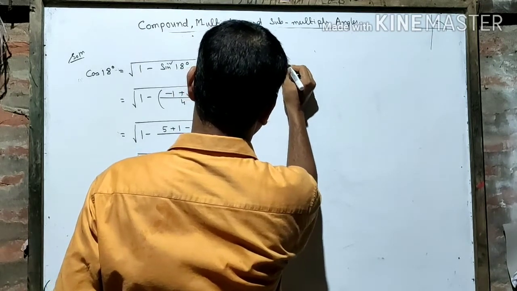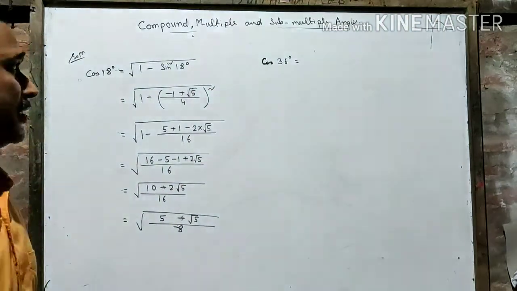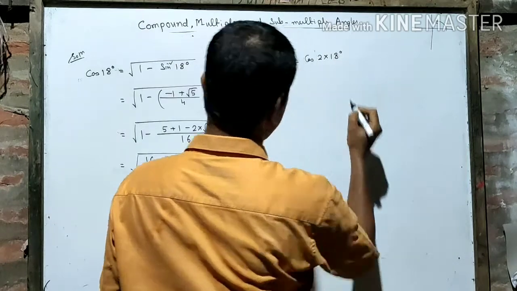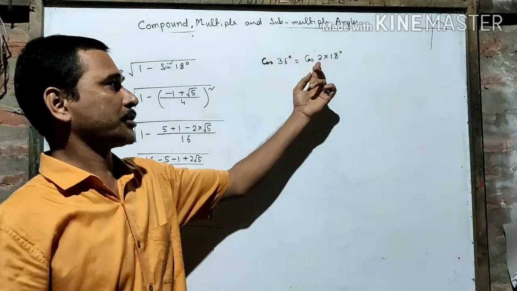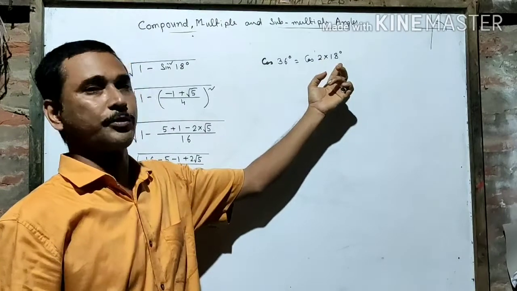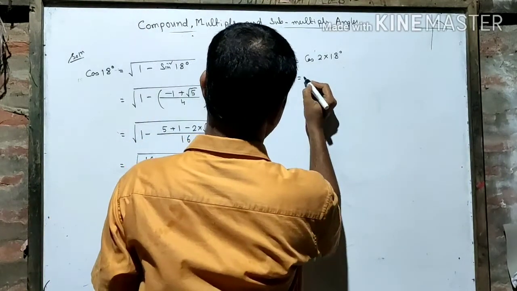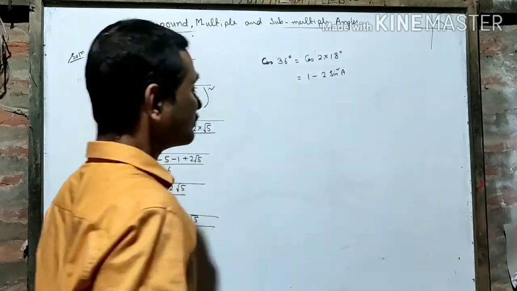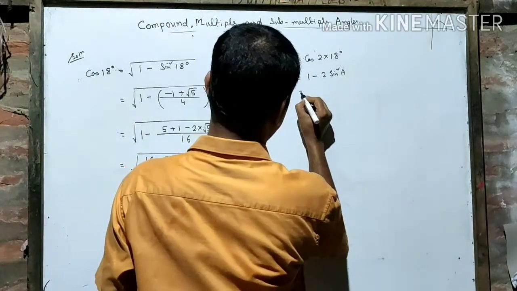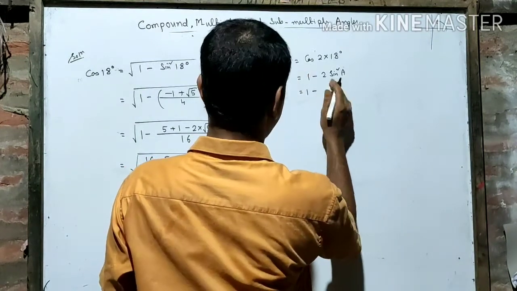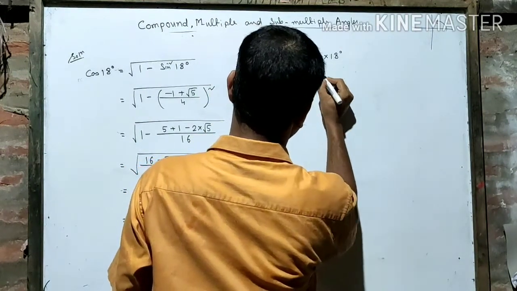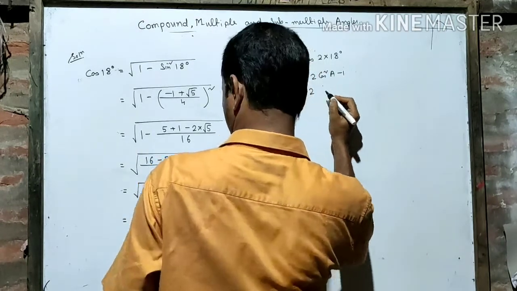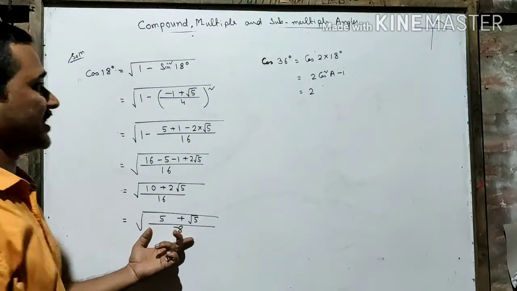This is also sometimes useful. Cos 36 degree can be written as cos 2 into 18 degree. This is a multiple angle, cos twice a. What is the formula for cos twice a? You may write 1 minus 2 sin square a or 2 cos square a minus 1. So better we write 2 cos square a minus 1. The calculation will be easy. 2 cos square, this is your cos 18 degree.